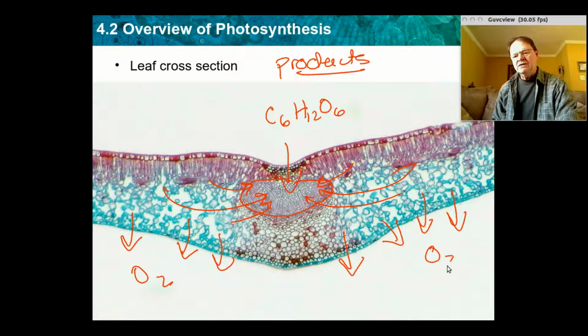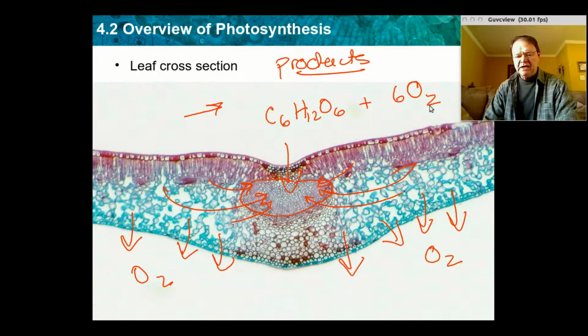So oxygen gas is going to diffuse from the palisade mesophyll into the spongy mesophyll, and then through the stoma, and then be released back into the atmosphere. Of course, you and I both know that we need that oxygen in order to live. We'll look at that in another time. And so when we look at the product side of this chemical reaction, every glucose molecule that you see is also going to be accompanied by 6 oxygen molecules that you see pictured here.